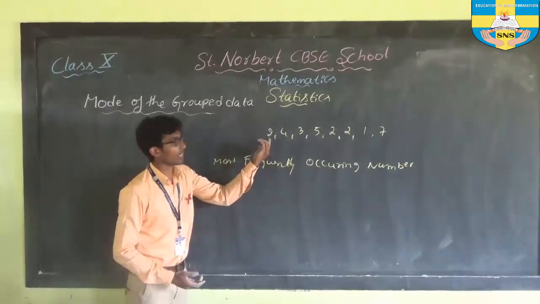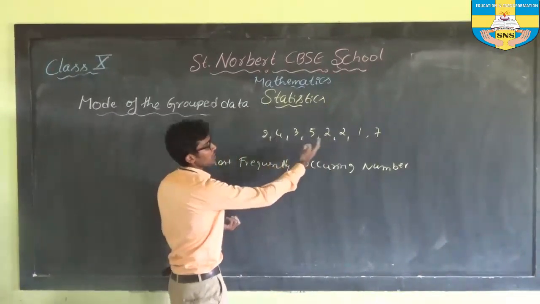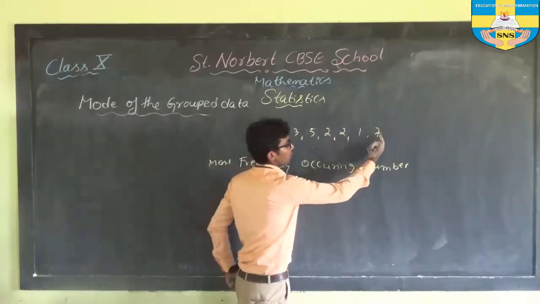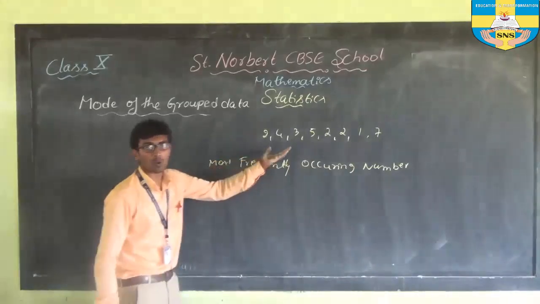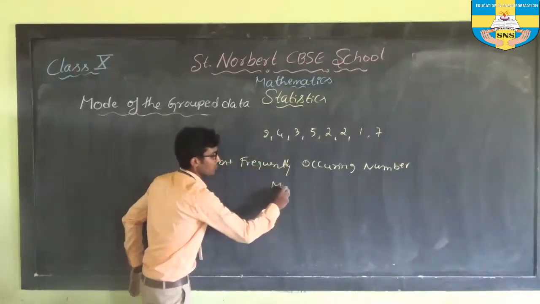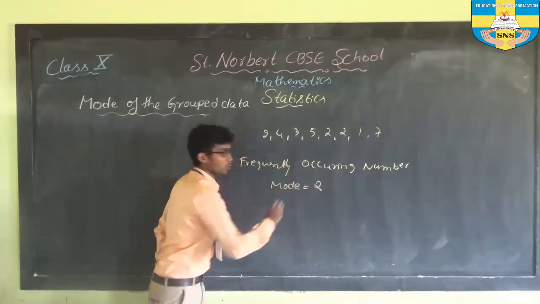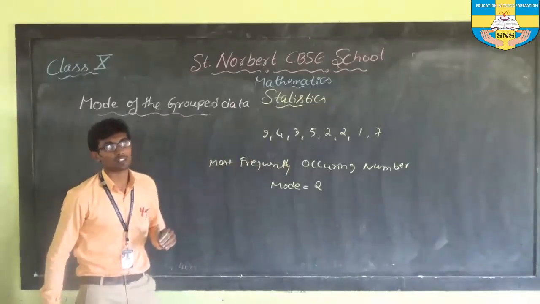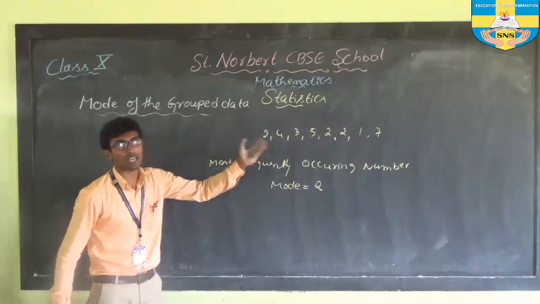Look at this problem. In this problem, 2 is repeated 3 times, 4 is repeated 1 time, 3 is repeated 1 time, 5 is repeated 1 time, 1 is repeated 1 time, 7 is repeated 1 time. By looking at this problem, easily we can say the mode of the above information is 2. This is what we studied in our class 9 statistics, where it is very simple to guess by looking at the most frequently occurring number.